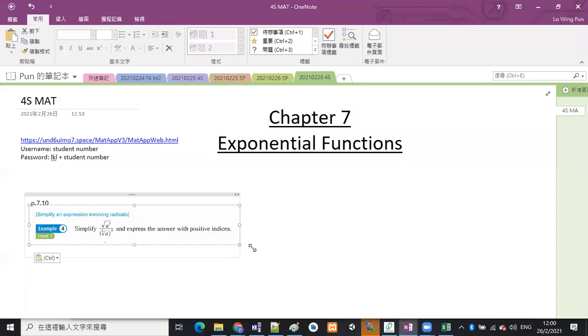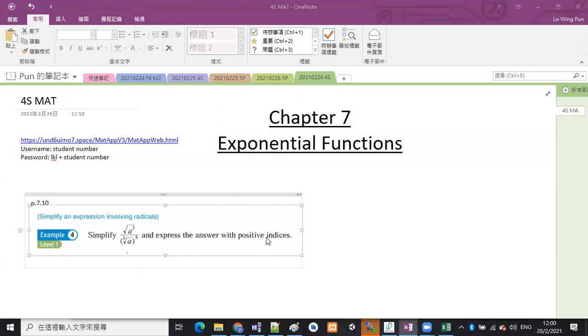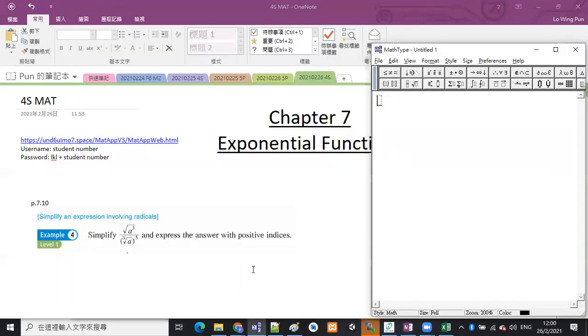Example 4. Question asks you to simplify this expression and express the answer with positive indexes. Okay, this kind of question is like the ones we usually do in Section A1, usually the first or second question. But this time I have some root symbols. The first thing we do is remove the root symbols first, turning them into fractional powers. Okay, just remember that the square root is power 1 over 2.